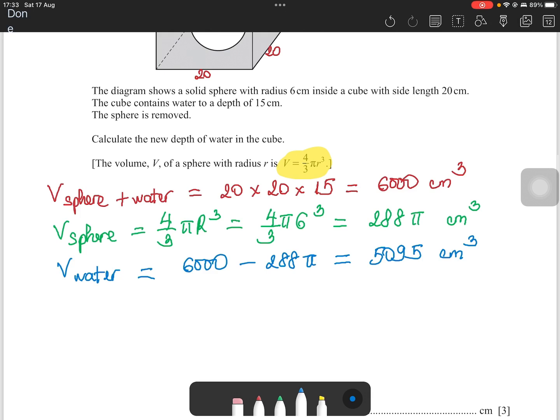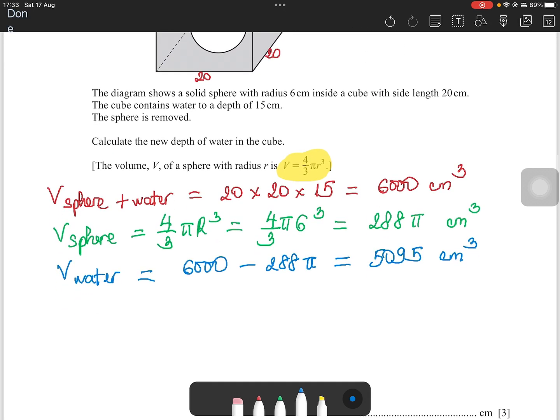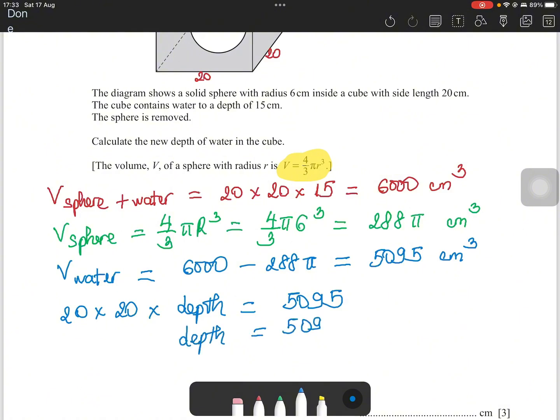And you also know that the volume of the water is also a cuboid. So it is also equal to 20 times 20 times the depth of the water. And this is equal to 5,095. So to find the depth of the water, we need to divide both sides by 20 times 20. So the answer is 12.7 centimeters. The final answer is 12.7 centimeters.